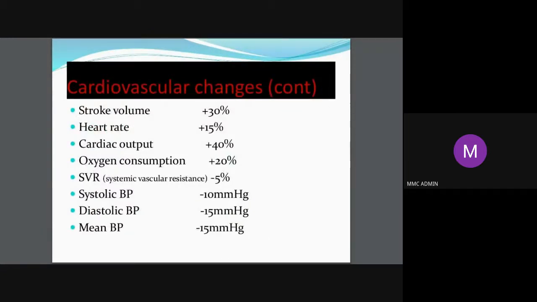Right. So in the cardiovascular system, what are the things that increase? So as you can see, the stroke volume, heart rate, so automatically the cardiac output and the oxygen consumption, everything increases. So why does it increase? Naturally, because through the mother only the baby is going to get the oxygen. So she has to eat for herself as well as the baby. She has to breathe for herself as well as the baby. So all these things are increasing.